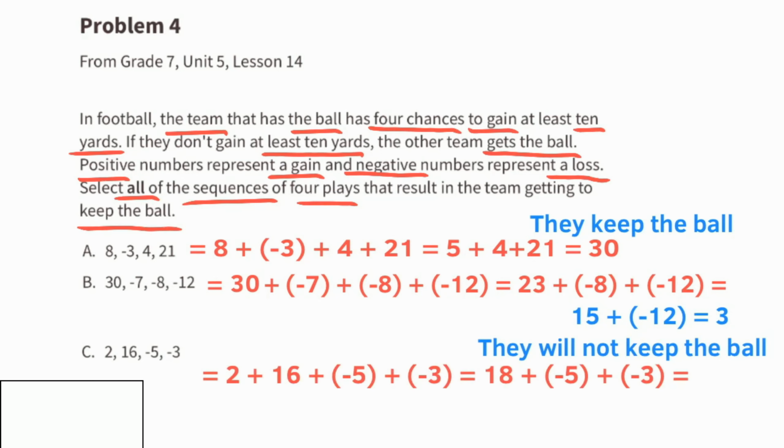C. They gained 2 yards, then they gained 16 yards, then they lost 5 yards, and then they lost 3 yards. That's a total gain of 10 yards. Since they gained at least 10 yards, they get to keep the ball.